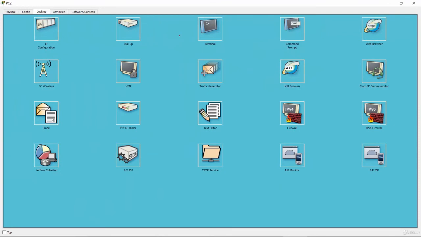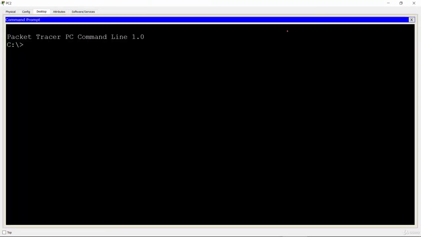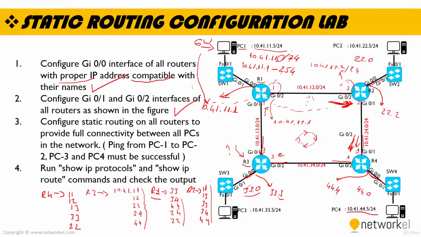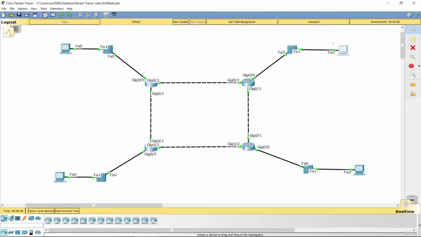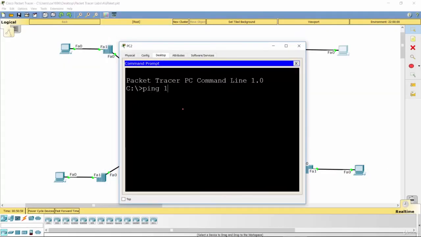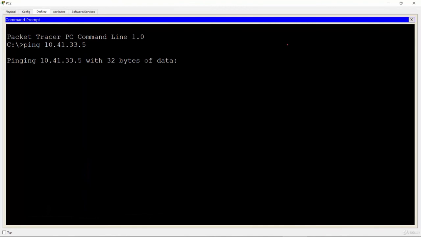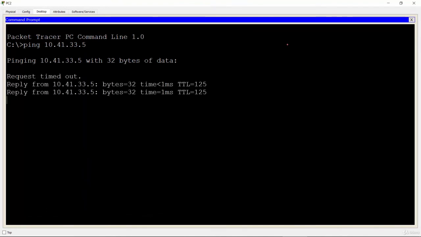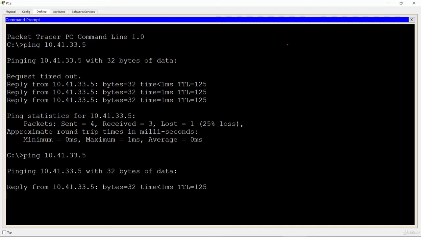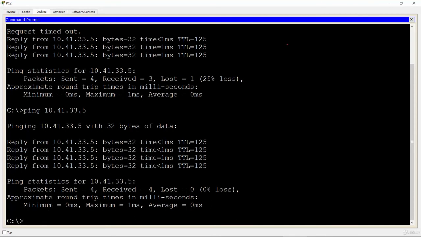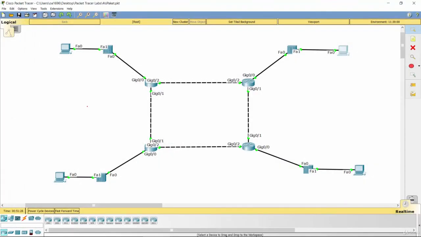Let's go command prompt and let me check the IP address. 33.5, and let's check it. It's working. It's working, guys. We don't need to worry about our configuration right now because I can ping the PCs from each other. That means I'm verifying my configuration.